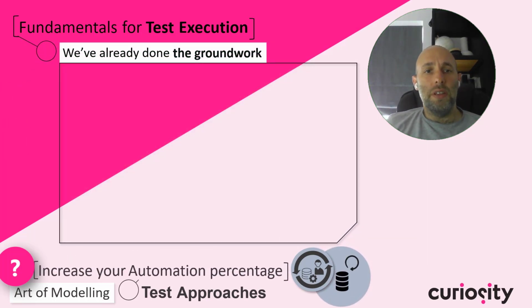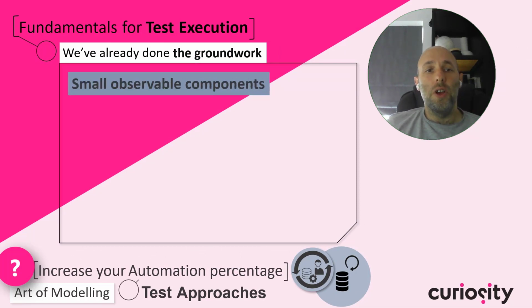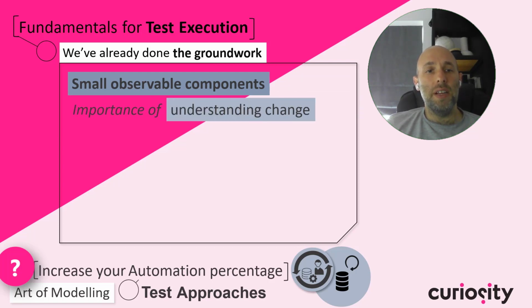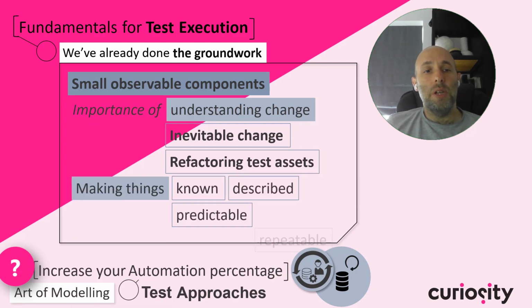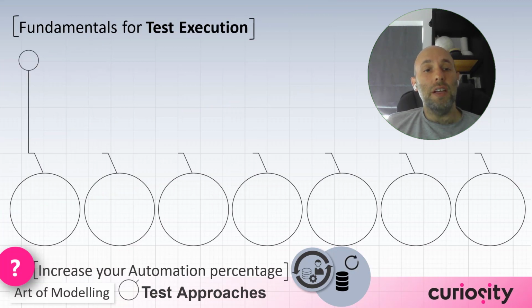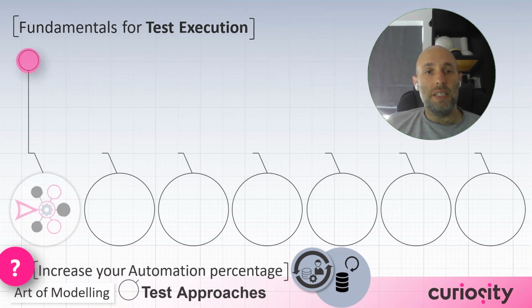Building on previous videos in the series, we've put in a lot of groundwork for testing. We've broken down our systems into small observable components, we've understood the importance of understanding change and the need to minimize maintenance as change inevitably happens, refactoring our test assets as we have the key inputs for industrialization, making things known, described, predictable and repeatable. Now we can think about the logistics. How will I execute my tests?